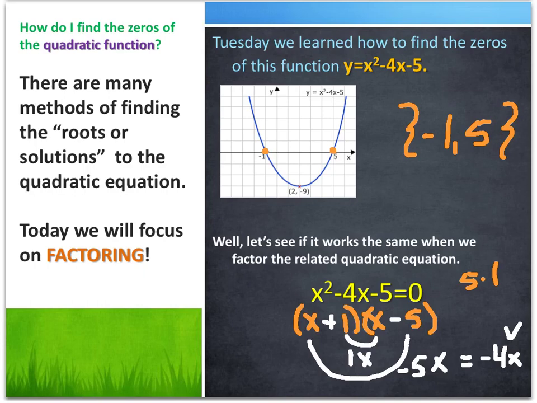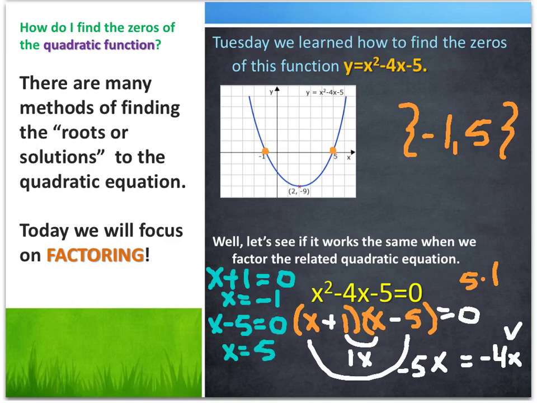So I want you to see what we have here. We have something times something equals 0, right? X plus 1 times x minus 5 equals 0. That means this quantity has to be 0 or this quantity has to be 0. So let's figure out what x value makes that 0. Either x plus 1 is 0 or x minus 5 is 0. Well, if x plus 1 equals 0, then x is negative 1. And if x minus 5 equals 0, then x is positive 5. So my solutions would be negative 1 and 5.